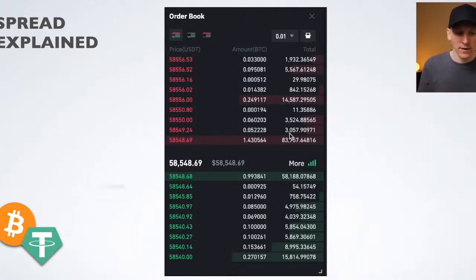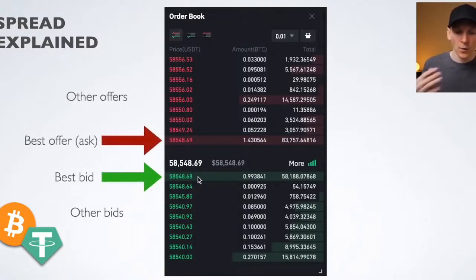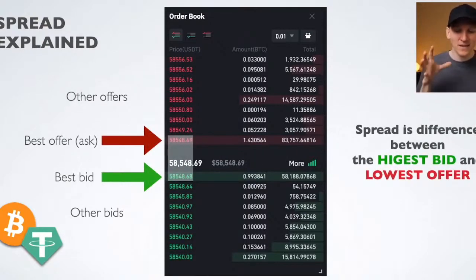Let's get on to the spread then. The spread is the difference between the best bid and the best offer. We know what the best bid is, it's 48.68. We know what the best offer is, it's 48.69. The spread is the difference between the highest bid and the lowest offer. Spreads are really important when trading. Traders want the lowest spreads possible because once you buy something on the offer, then obviously you're going to be in a loss straight away.